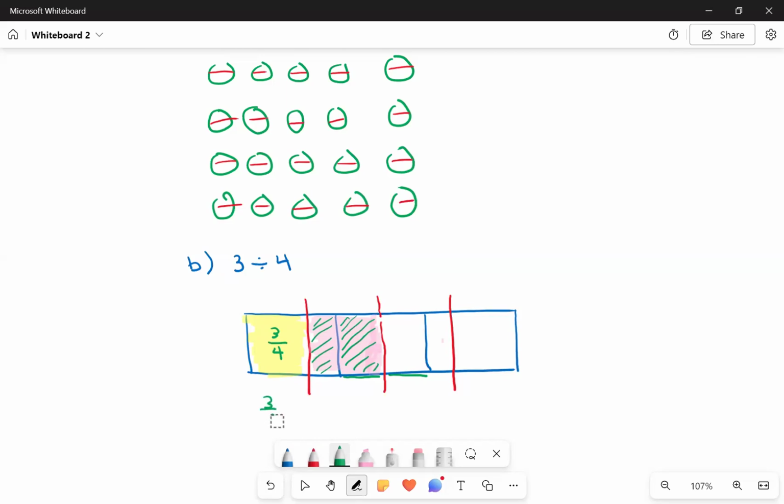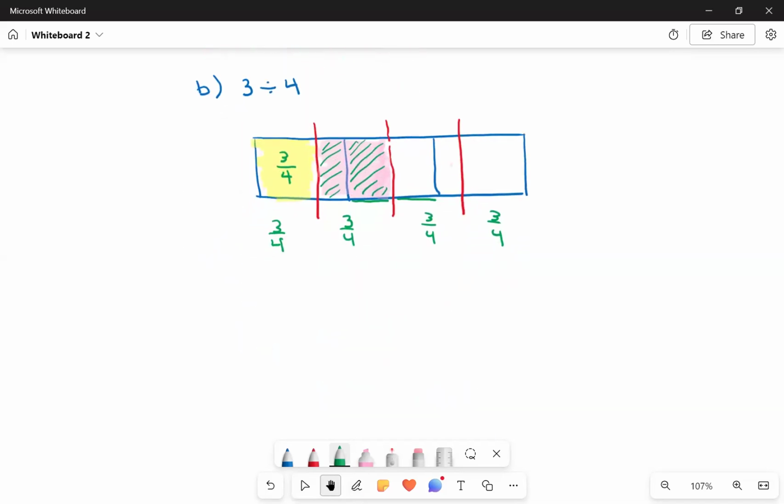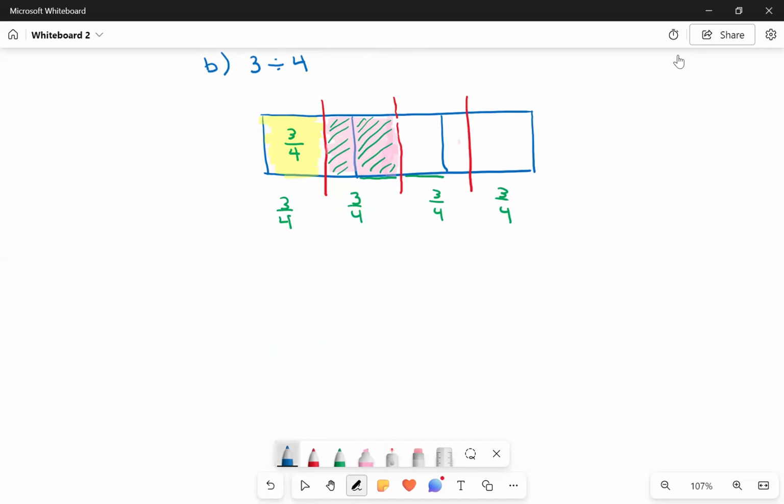3/4, 3/4, 3/4. And if you add those up, which we haven't talked about, right? How to add fractions. We're going to talk about that in the next video. If we were to add those all up, that ends up giving me 12 out of 4, which divides out to be 3. Okay, so that's the division version of the fraction.